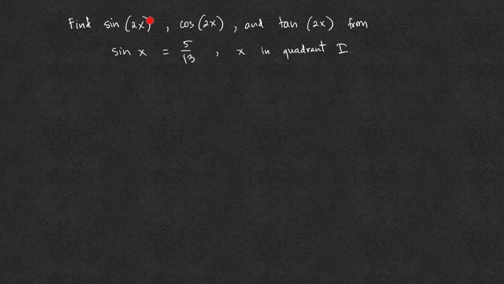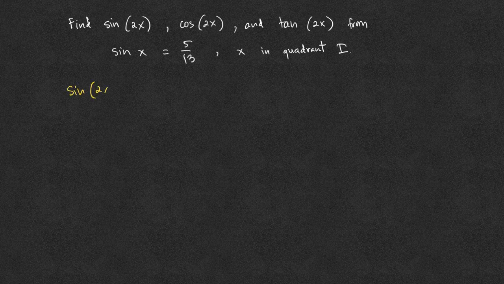Find sine of 2x, cosine of 2x, and tangent of 2x from sine of x equals 5 over 13, where x is an angle in quadrant 1. We will need to use the double angle formula for sine, cosine, and tangent. First, we need to know what they are.